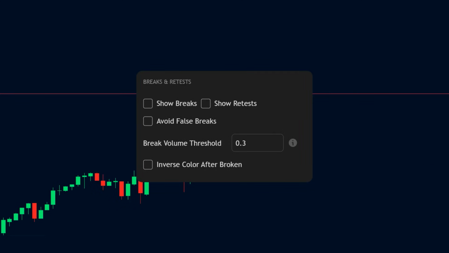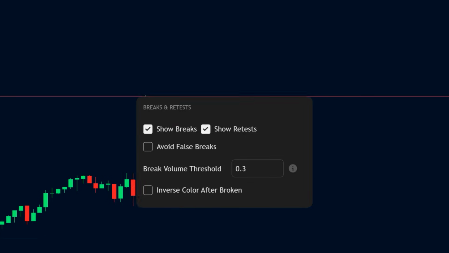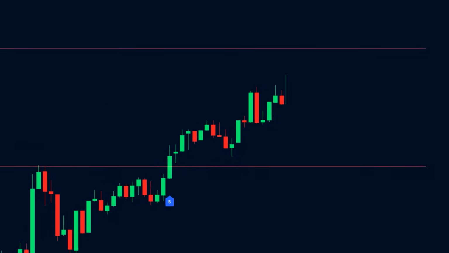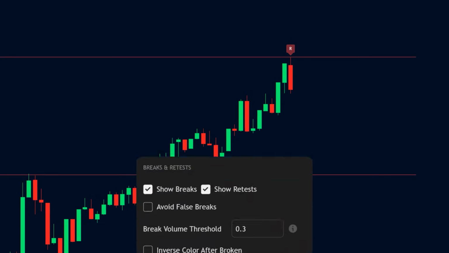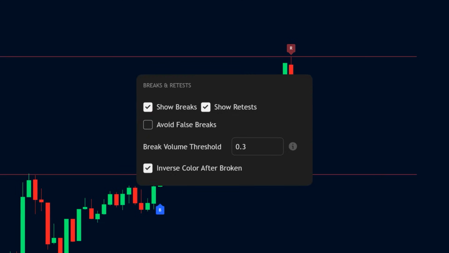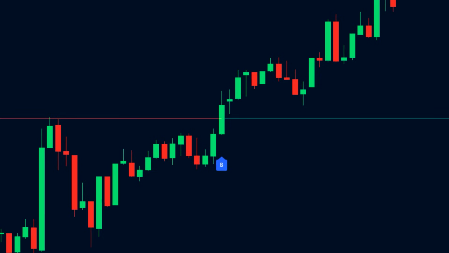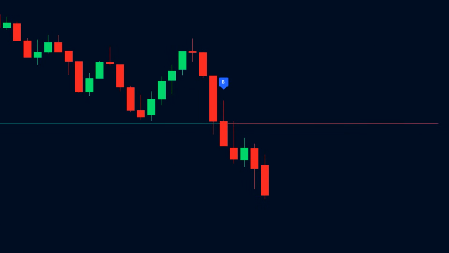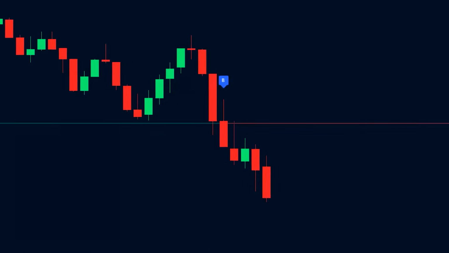The indicator also automatically tracks breaks and retests. When price breaks a level, you'll see a B label. When price retests a level, you'll see an R label. If you enable inverse color, after broken, resistance automatically flips into support, and broken support flips into resistance. This makes level transitions instantly clear.